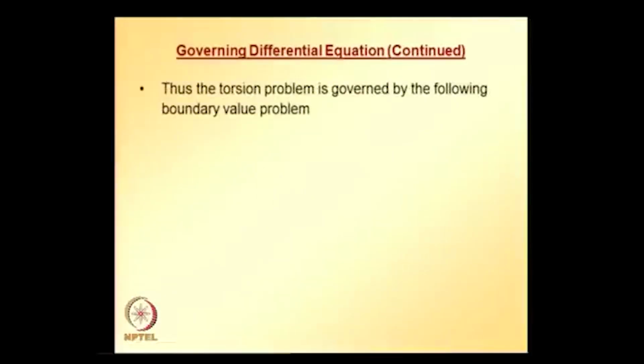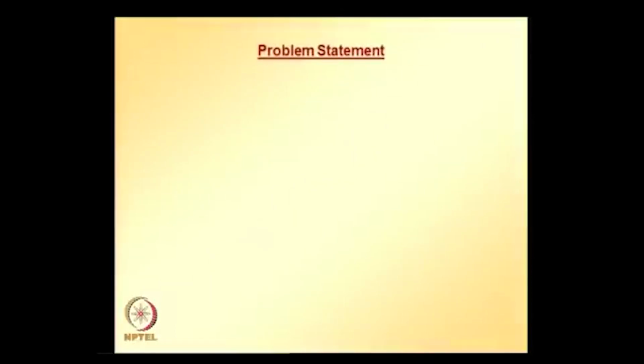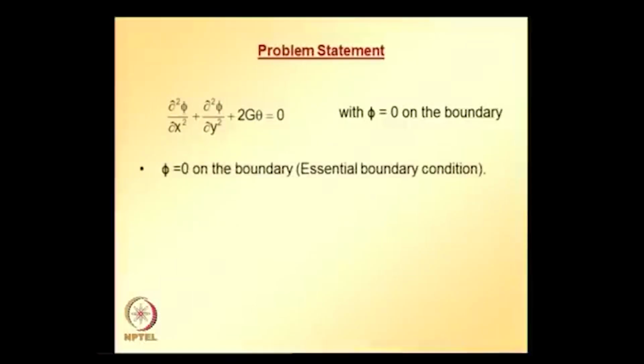So, basically the torsion problem is governed by the following boundary value problem. This is the governing differential equation: second derivative of phi with respect to x plus second derivative of phi with respect to y plus 2 times shear modulus times angle of twist is equal to 0, with stress potential phi equal to 0 on the boundary. So, this is the problem statement.